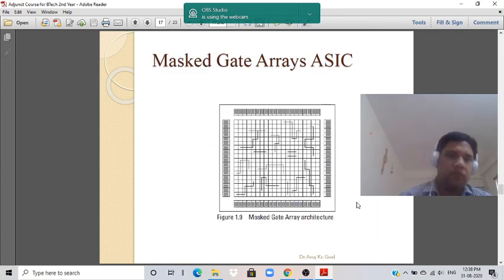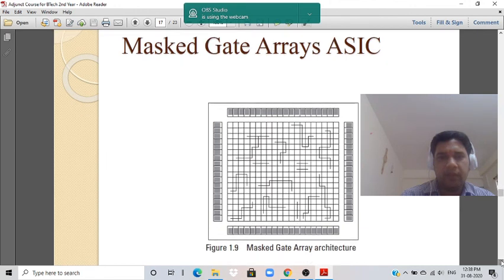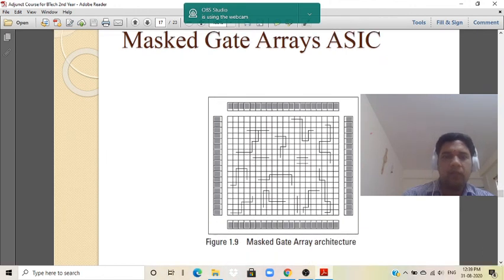Then the fourth SPLD device is the masked gate array ASIC. ASIC is the application specific integrated circuit. These are dedicated to a particular application. In the case of ASIC, the vendor provides different libraries. The user can directly pick the components from the libraries, so there is no need to know about the complete semiconductor technology. Directly by pick and place, we can design the ASICs.